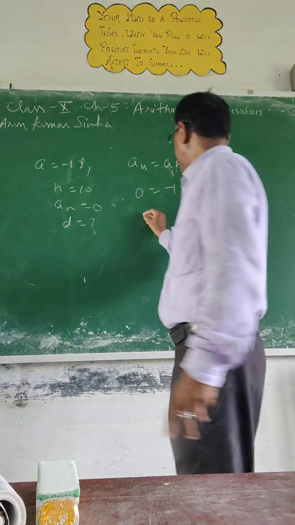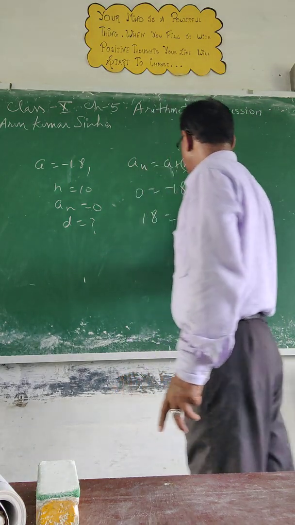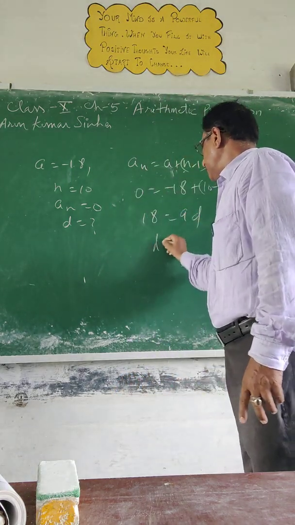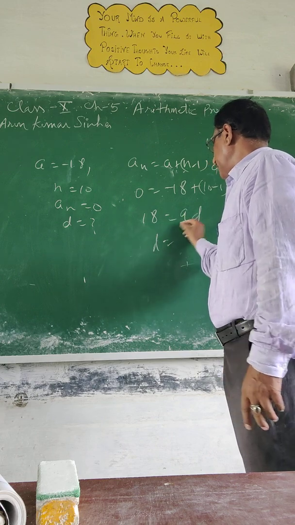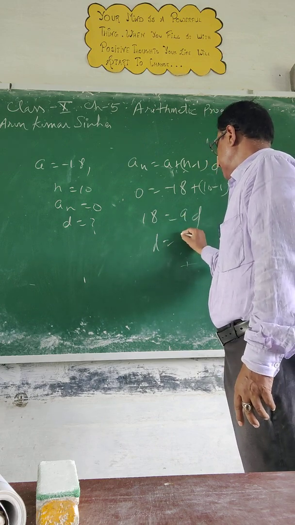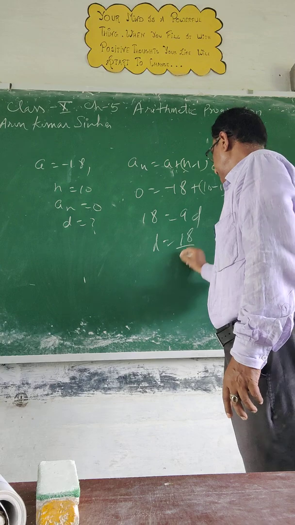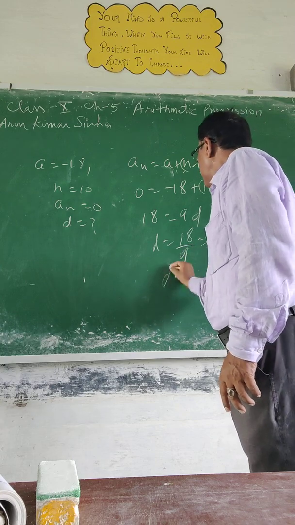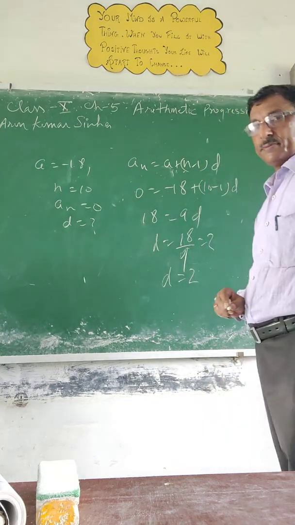Shift. First, what will you get? 18 is equal to 10 minus 1, 9D. Or D you can see shift 18 upon 9, that is 18 upon 9, that is 2. So you get 2. Okay, chalo.